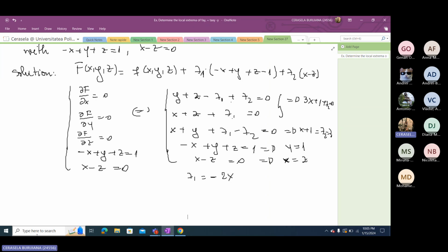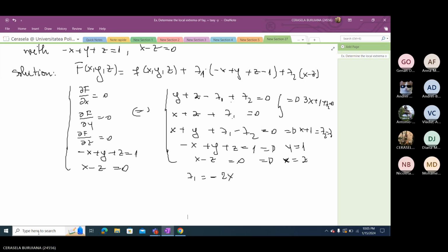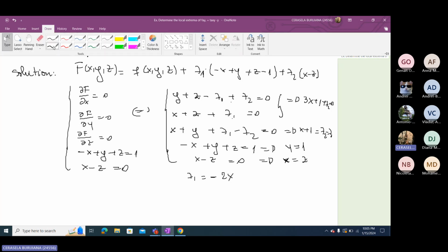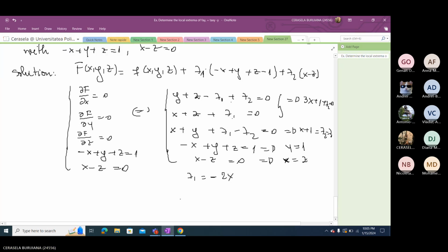So lambda 2, it's also a function of x. Yeah, lambda 2 is also a function of x. Well, just a second. So lambda 2 is also a function of x, and how much is it? It's minus 3x minus 1. Okay.